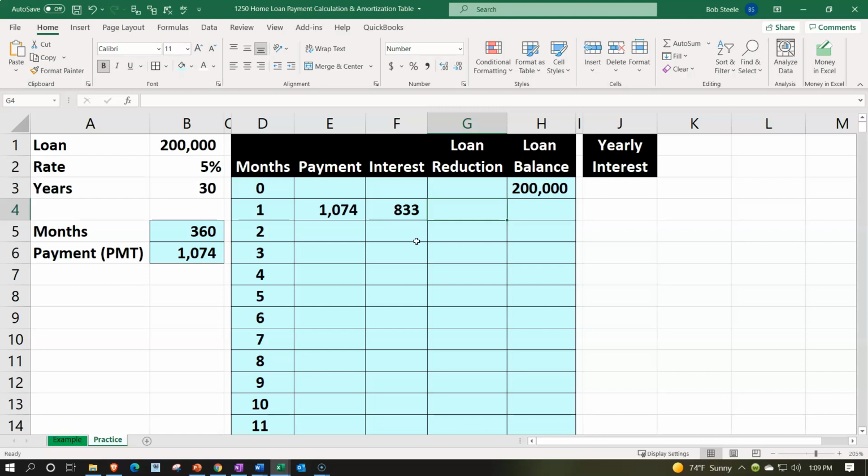Then I'll subtract these two out. This is going to be equal to the payment, the 1,074 minus the 833 interest. Both of those I want to copy down. Both of those are inside the table. Therefore, no absolute reference needed on either of them. Tab. Then we got this equals the loan balance prior to this minus the 240 reduction in the loan. Both of those are inside the table. Both of those I want to move down relative as I copy the formulas down. Therefore, no absolute reference needed there either.